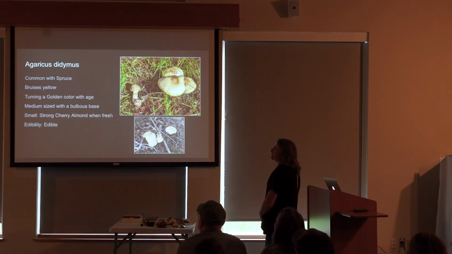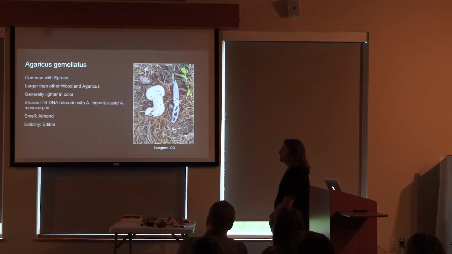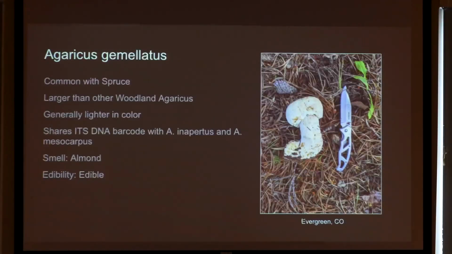So, there are a lot of different Agaricus that look like this in the woods, and they're very difficult to tell the difference. This one I actually found in Evergreen last year and actually got the barcode back. The funny thing about this particular mushroom is that it shares the same exact barcode with 3 different ones that are all visibly different.